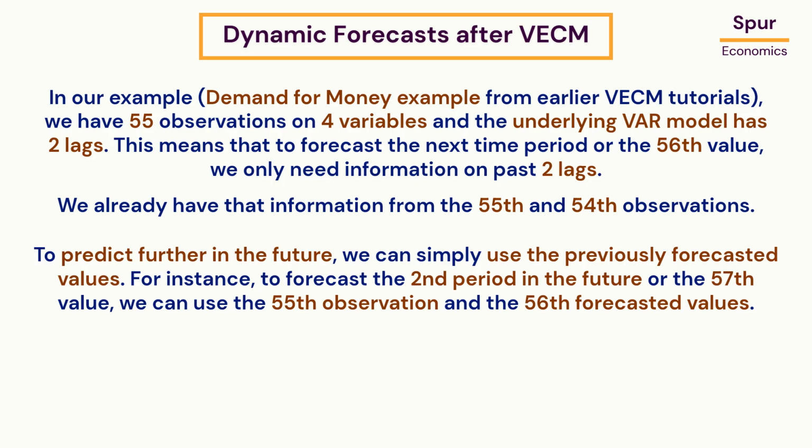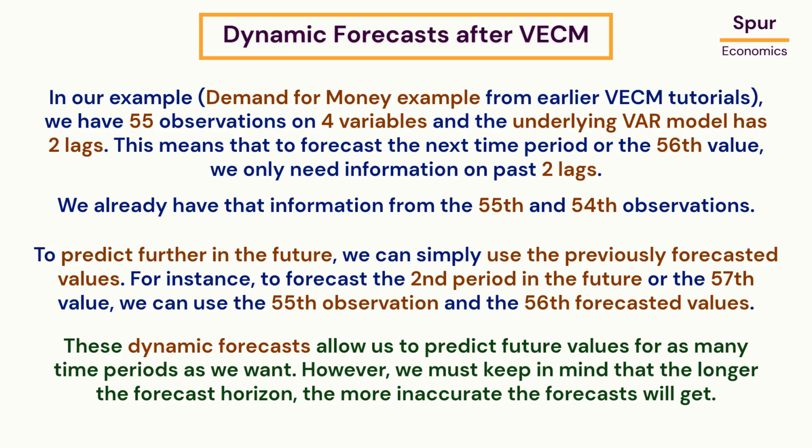For instance, to forecast the second period in the future or the 57th value, we can use the 55th observation and the forecasted values of the previous period of 56. These dynamic forecasts allow us to predict future values for as many time periods as we want. However, we must keep in mind that the longer the forecast horizon, the more inaccurate the forecasts will get.